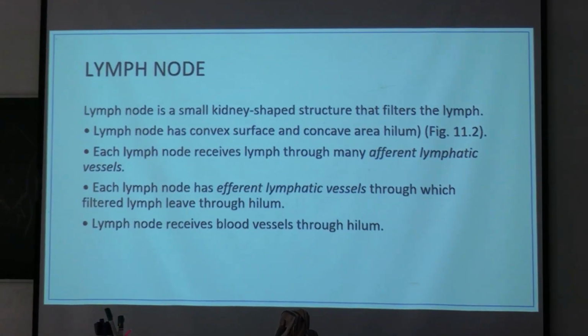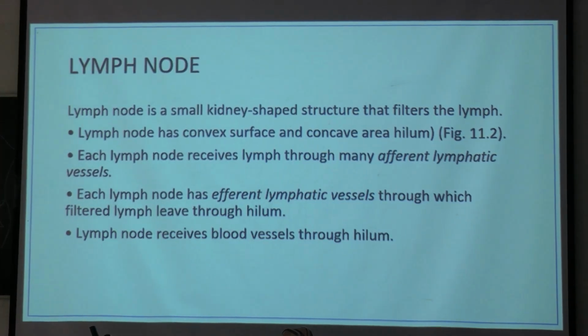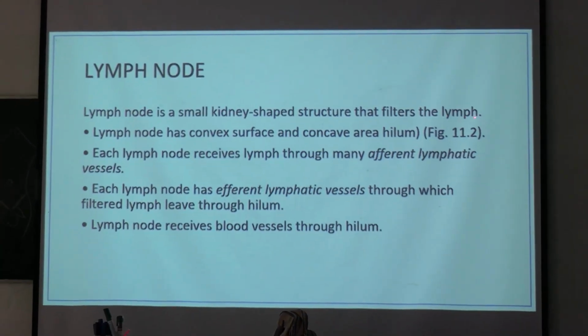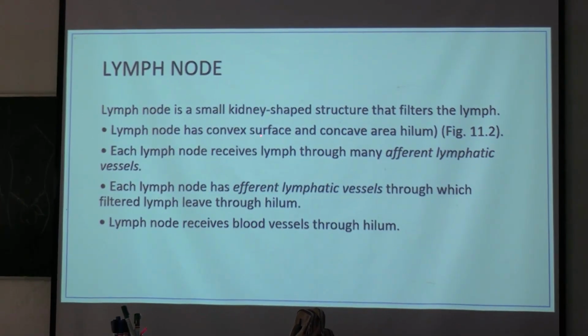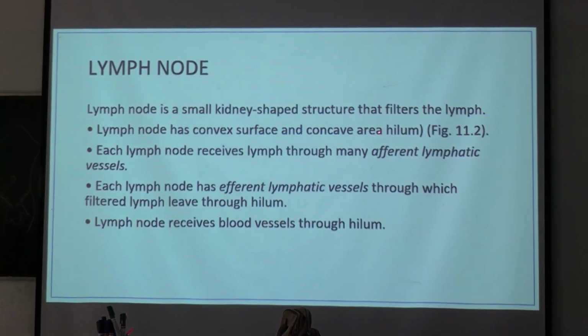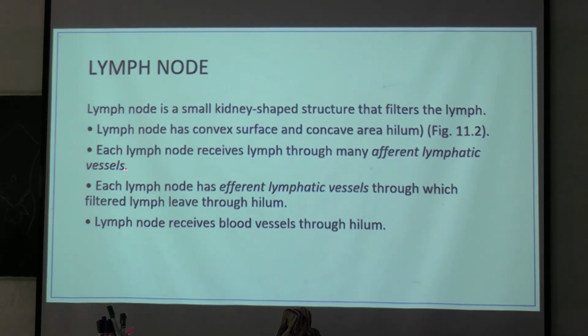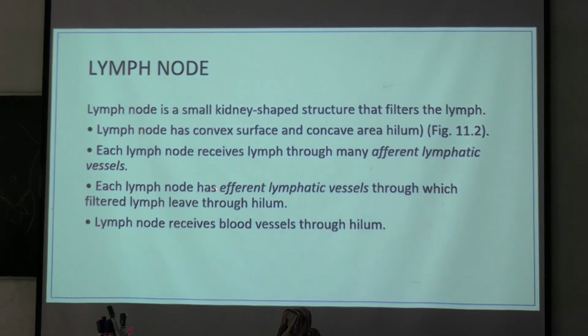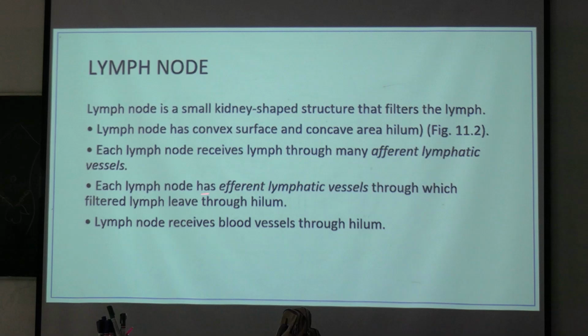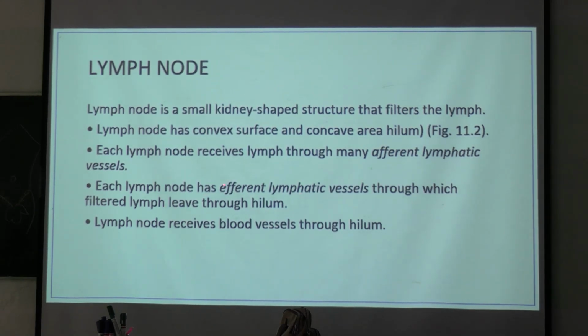Now, the lymph node is a small kidney-shaped structure that filters lymph. A lymph node has a convex surface and a concave area, the hilum. Each lymph node receives lymph through many afferent lymphatic vessels. Each lymph node has efferent lymphatic vessels through which filtered lymph leaves at the hilum. The lymph node receives blood vessels through the hilum.